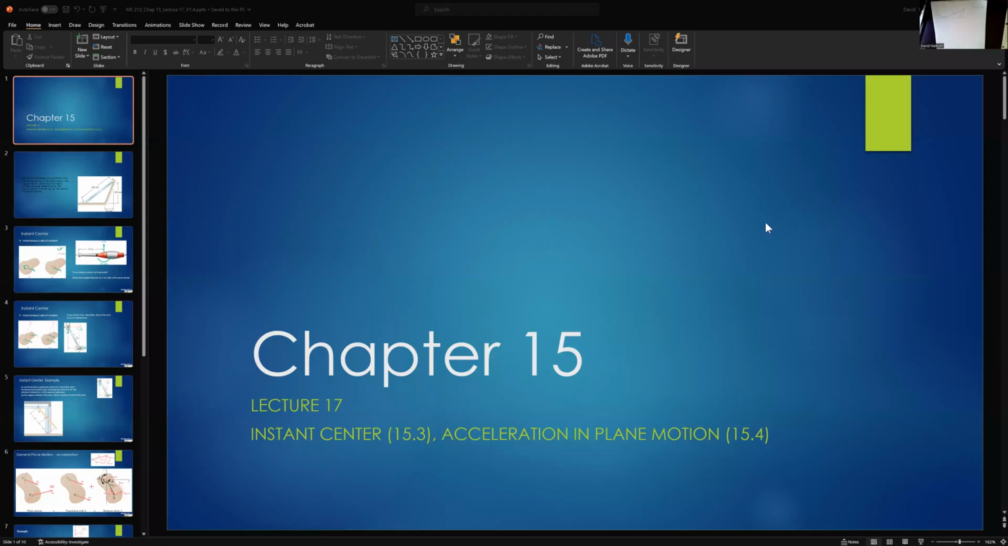This is lecture 17 on chapter 15. So today we'll be looking at instant center and acceleration. We'll also do a little bit of review on velocity.